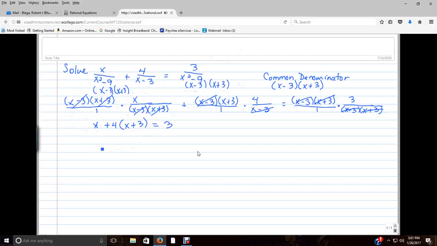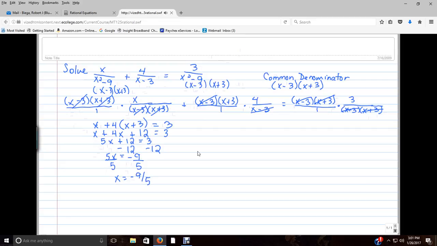And now it's a normal looking equation. So let's go ahead and distribute our parentheses. 4 times x is 4x. 4 times 3 is 12. Let's add our like terms. X and 4x is 5x. Let's get our 12 to the other side. So we'll subtract it. And we get 5x equals negative 9. And then divide out our 5. So we get x is negative 9/5.